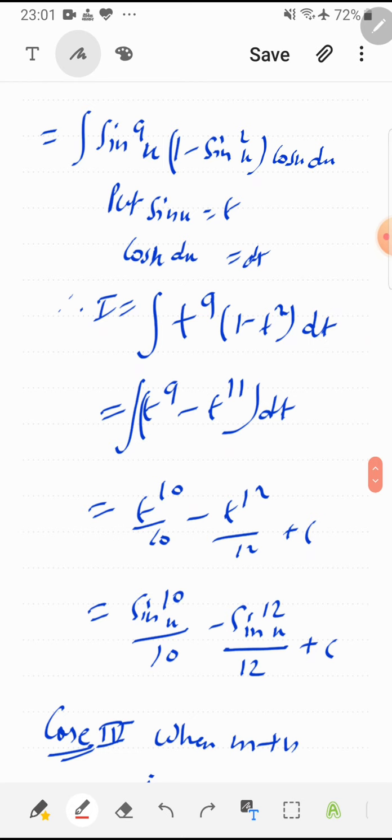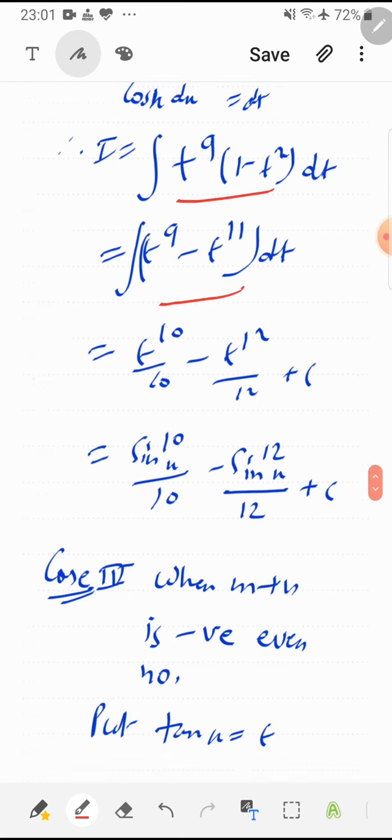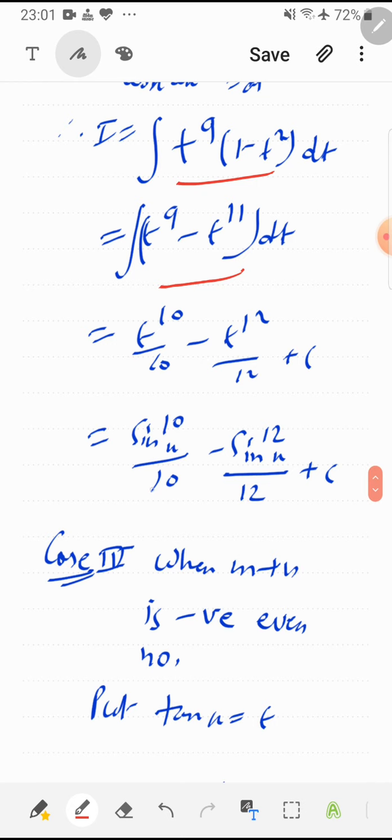So it is simply t raised to the power 9 into 1 minus t square, or after opening the bracket we can get two terms which can be integrated very easily with the help of the power rule, and after that we can resubstitute t, so that we are left with the required solution.